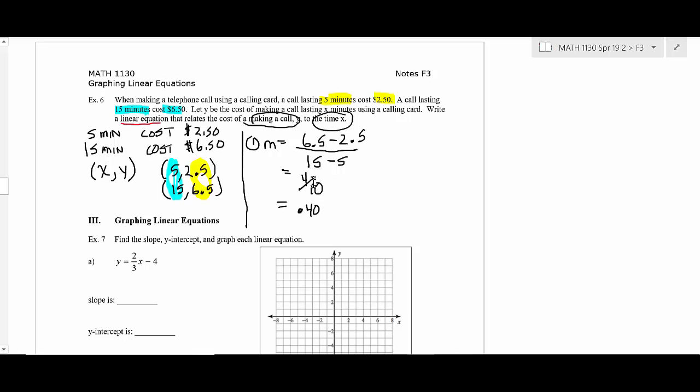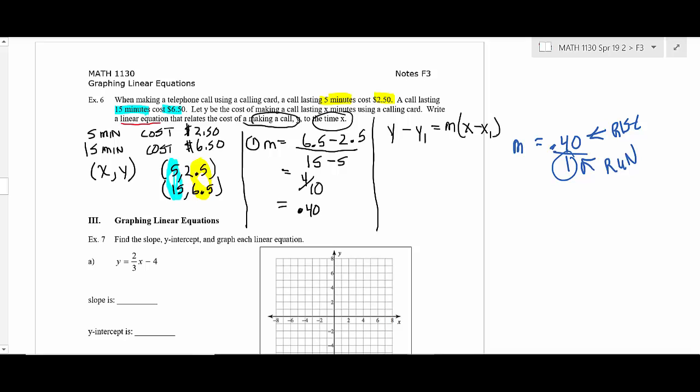So what that means really is this, and this is worth noting on this problem. A slope is a rise over a run, so I want to see if you guys understand what this means. All right, what the 40 means is that every time you talk for 1 more minute, it's going to cost you 40 cents more. Does that make sense? Okay, if it's got a slope of 0.40 over 1 in the context of this problem, every extra minute is going to cost you 40 cents. That's the idea.